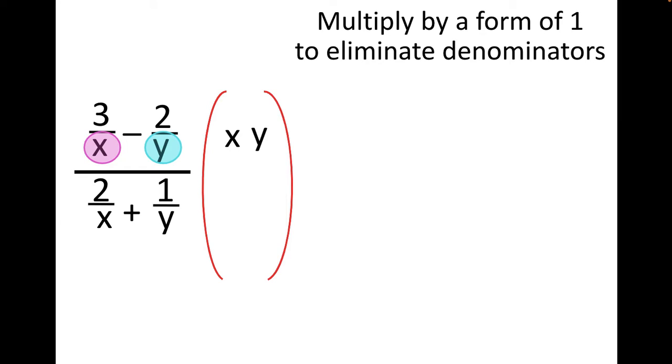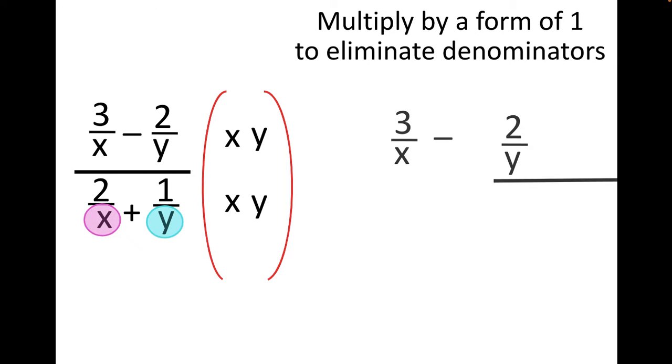So I'm going to multiply my numerator, this whole thing, by xy. I will also do that to my denominator because that will create a form of 1. And additionally, that will also get rid of the denominator's denominator. So I'm just going to rewrite everything to the right side. As you can see, I have 3 over x minus 2 over y.